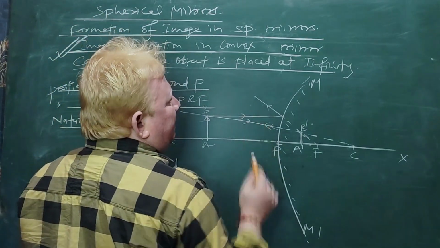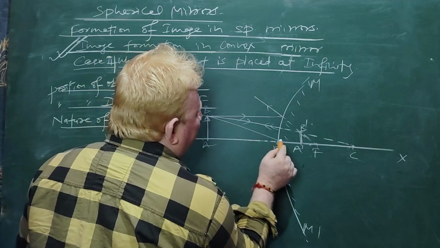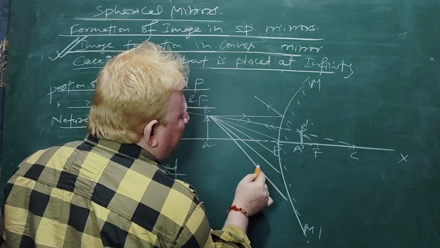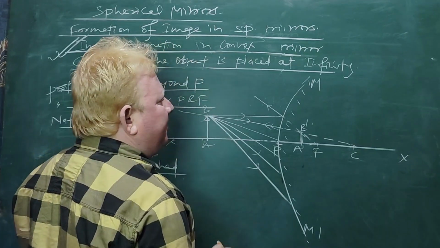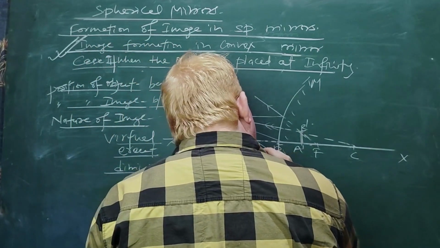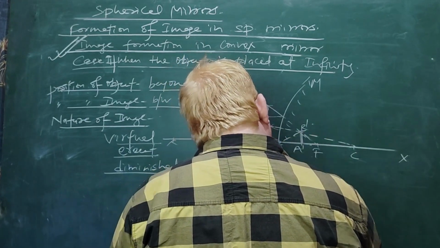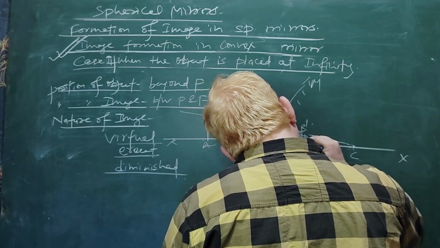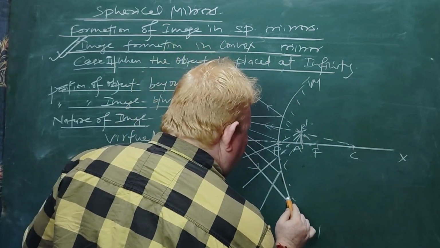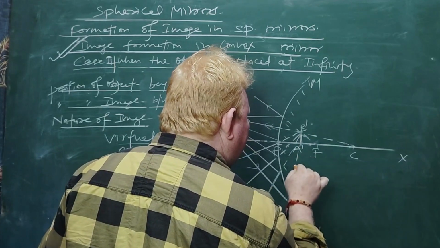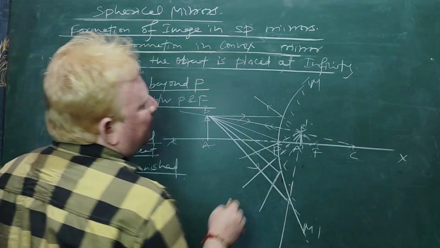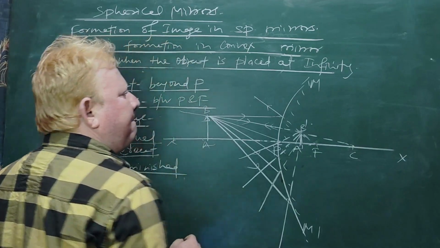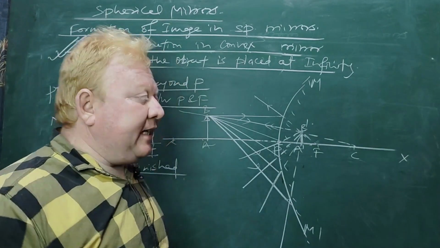Here I have considered these two rays. If you consider more rays like this, in all cases, after reflection they will meet exactly at this point only. You can check here. So this is case 2.